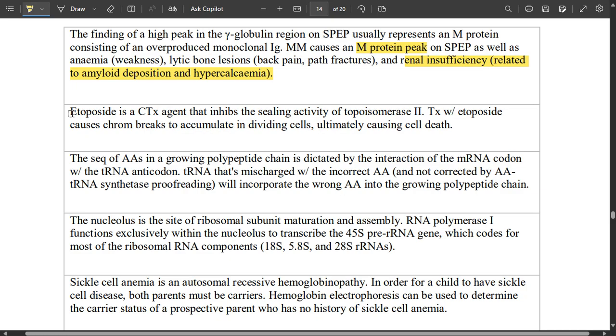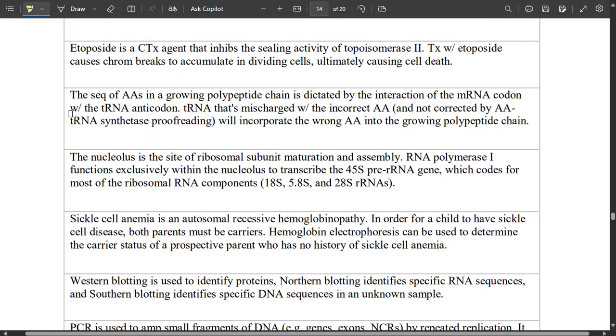Therefore, treatment with etoposide causes chromosomal breaks to accumulate in dividing cells, ultimately causing cell death. So there are constant chromosomal breaks, which cannot be ligated after the supercoils are released. Cell death occurs. Etoposide acts via this mechanism.